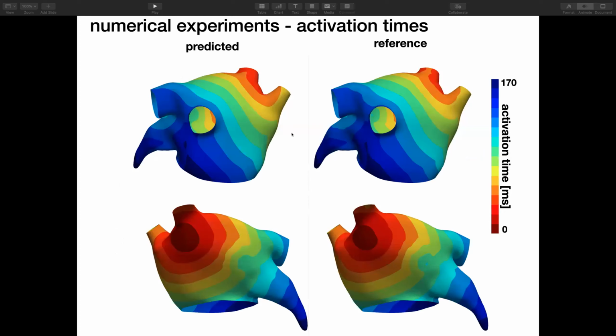So here are the results. On the right, you can see the activation times for the reference, and on the left, you can see the predicted. You can see that they look really similar, and this was expected because we had a lot of data, and now we are actually more interested in predicting the fibers. You can see here that there is some slow, the pattern changes, because here is the region where we had the scar, and that is also nicely matched. So we can learn pretty accurately the activation times.